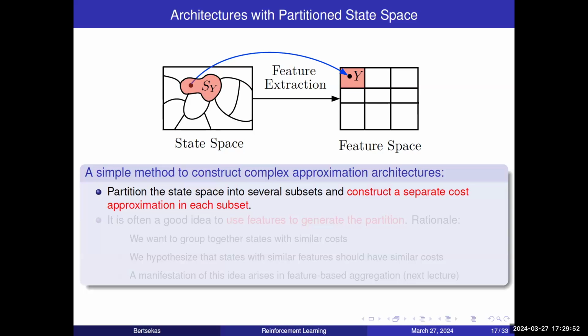If, let's say, they are geographically close states, but they belong to different partition subsets, and if they are shifting from one part to the other, this kind of shifting issue needs to be dealt with. So that, for example, for states on the boundary or close to the boundary, you need to pay special attention. And it is often a good idea to use features to generate partitions.